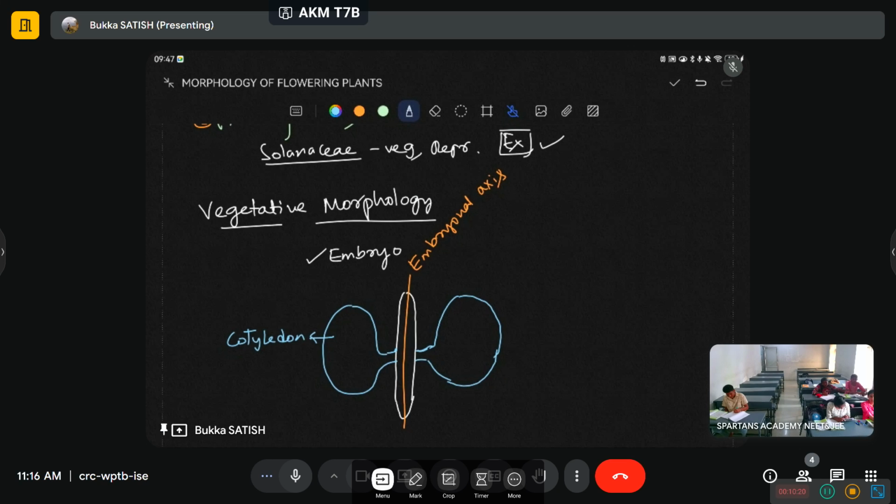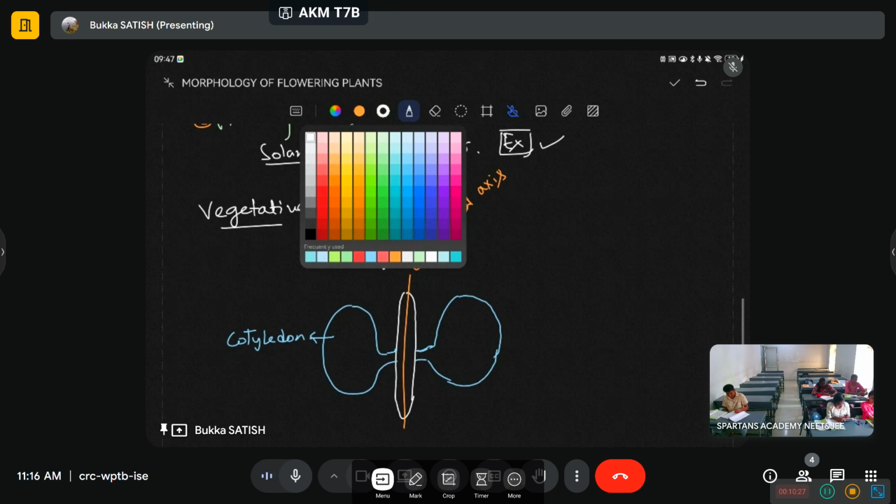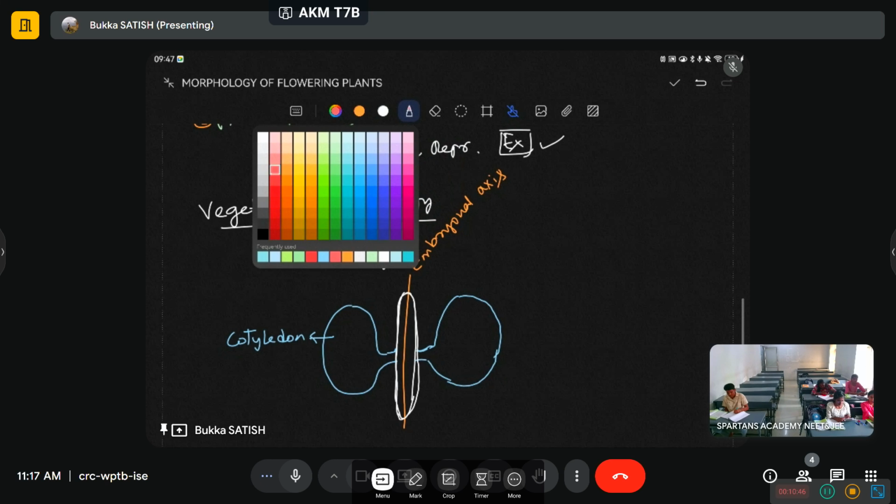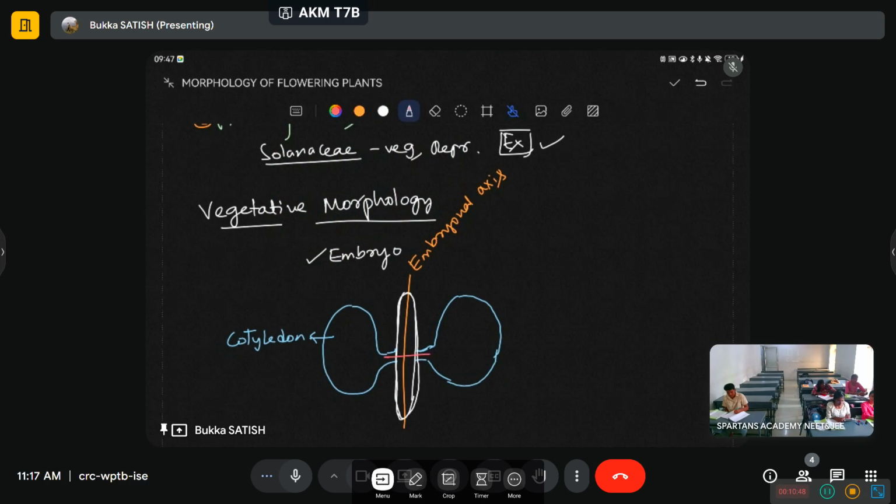Right. Now hope you are clear. The white colored one which I have shown is the embryonal axis. This complete axis is the embryonal axis. It is associated with the cotyledons. See where it is associated with the cotyledons. It is associated with the cotyledons at this level. I'm drawing a red line here. This is the level at which the embryo is associated with the cotyledons.